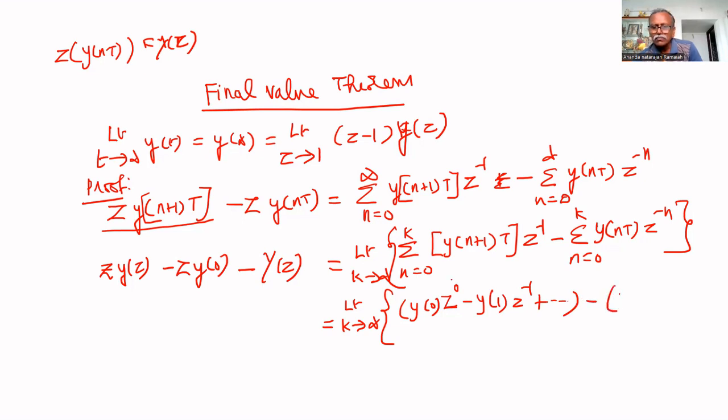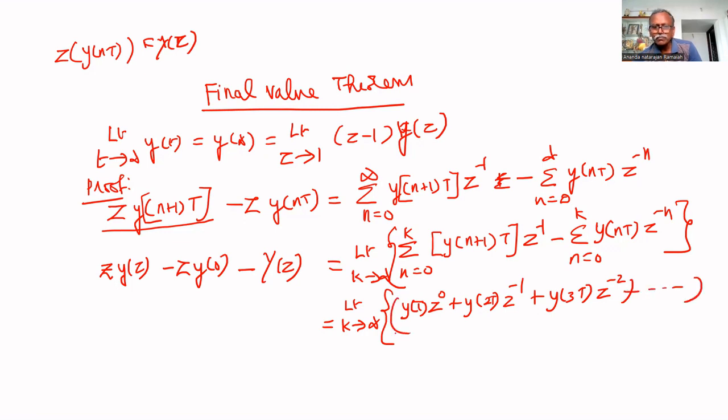Here the first term, when n equal to 0, starts with y of t z power 0, plus y of 2t z power minus 1, plus y of 3t z power minus 2, plus etc., minus y of 0 z power 0 plus y of t z power minus 1 plus etc. This is for this.